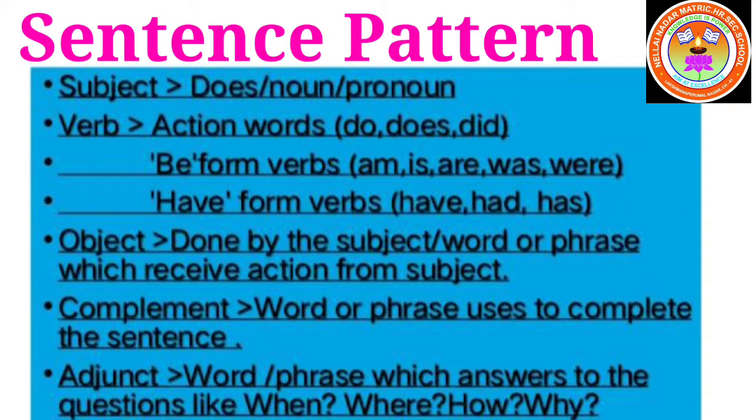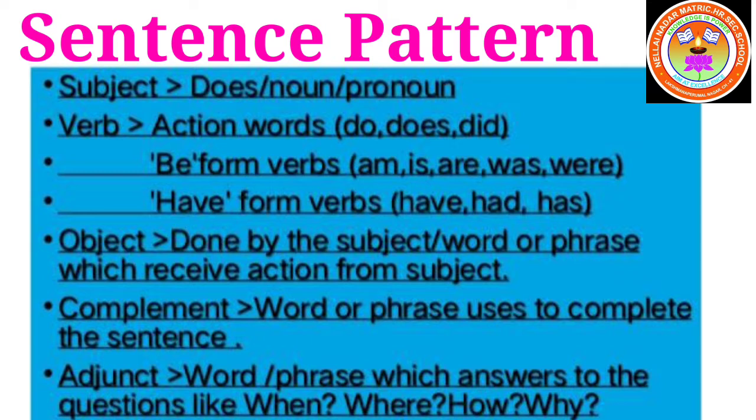So let us learn what is subject, what is verb, what is object, what is complement, what is adjunct. First, subject. In a sentence, what can be a subject? The person who does the action, I mean the doer, is called the doer of the sentence. And also nouns or pronouns. We all know noun and pronoun. Noun means name of everything: name of the person, name of the animal, name of the things, name of the place, name of the birds. So any name can be a subject.